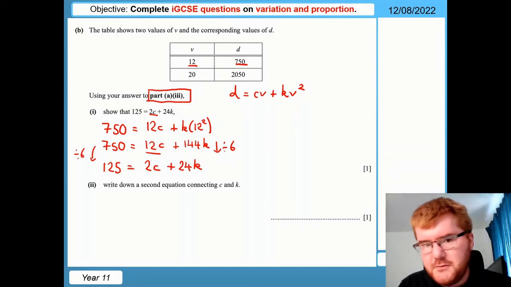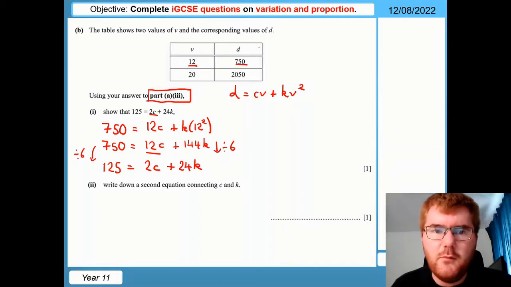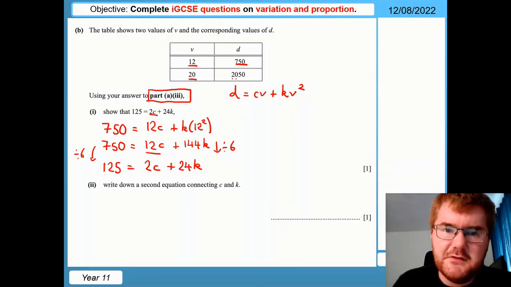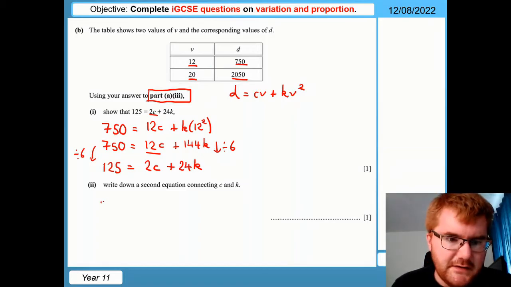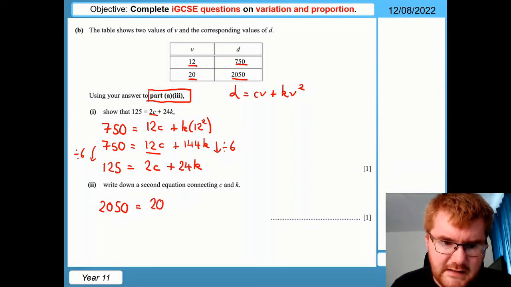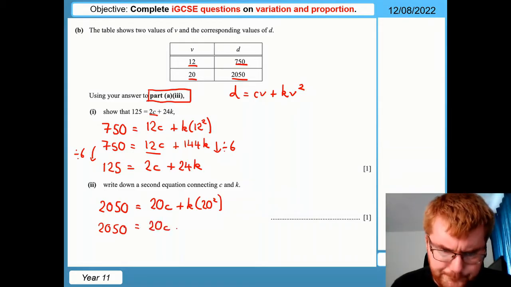And for the bottom question, which is write down a second equation connecting c and k, we're going to do that in exactly the same way, but now use the 20 and the 2050. So wherever I see a d, I'm going to put a 2050. Wherever I see a v, I'm going to put a 20. So we get 2050 is equal to 20c plus k lots of 20 squared. That then gives us 2050 equal 20c plus 400k.